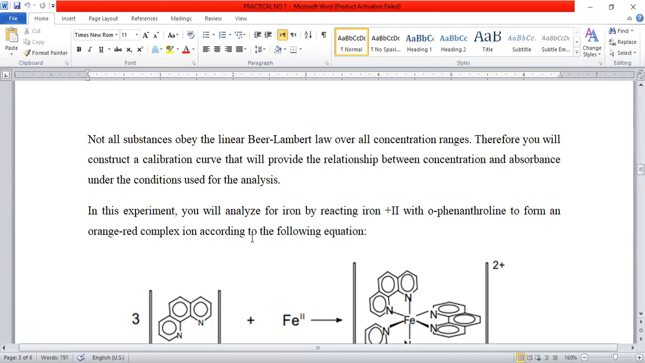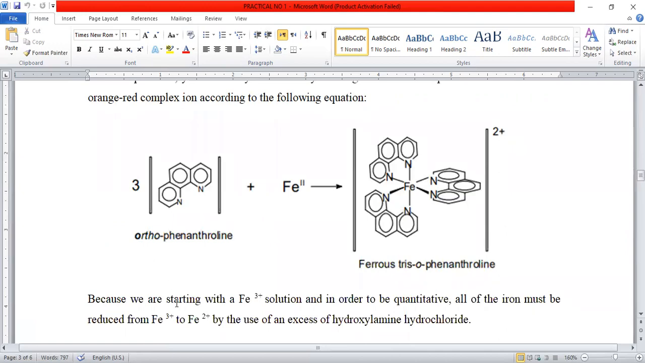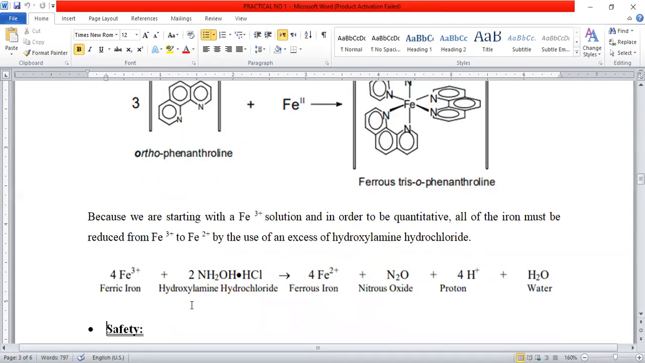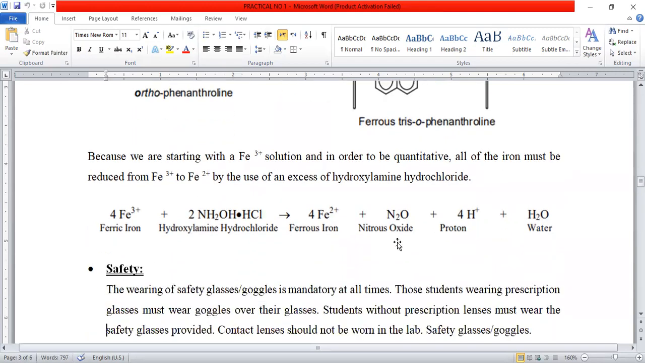according to following equation. Because we're starting with a ferric iron solution, in order to be quantitative, all of iron must be reduced from ferric iron to ferrous by use of an excessive hydroxylamine hydrochloride.